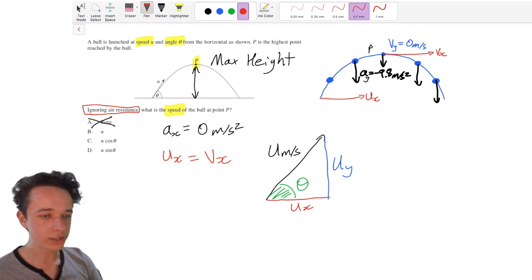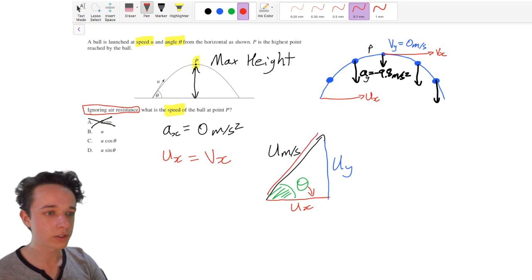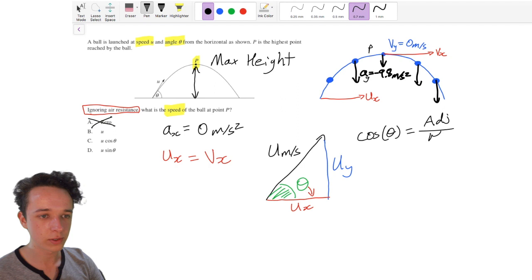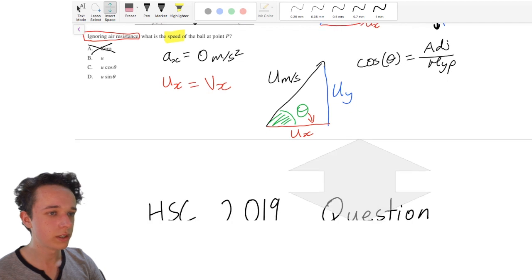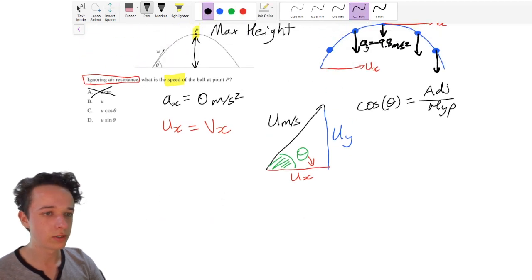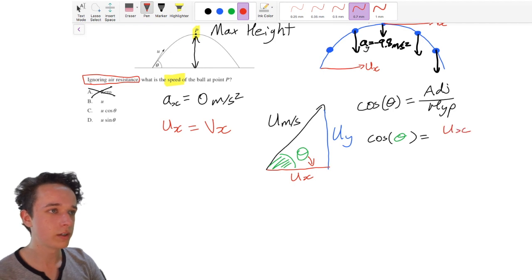So how is ux, the thing we are trying to find, related to theta? Well, it is adjacent to theta. And what can we say that this u is? We can say that this u is the hypotenuse of this triangle. So if we remember our trigonometry, cos of some angle theta is equal to adjacent over hypotenuse. In this case, we have cos of theta is equal to adjacent, which is ux, the thing we're trying to find, divided by u, which is the hypotenuse of this initial velocity triangle.